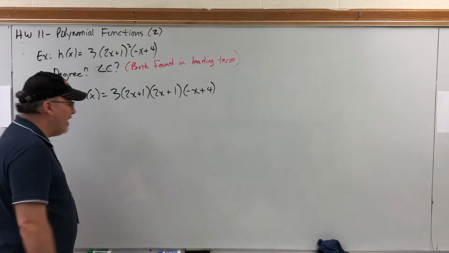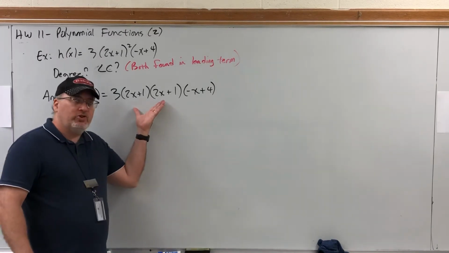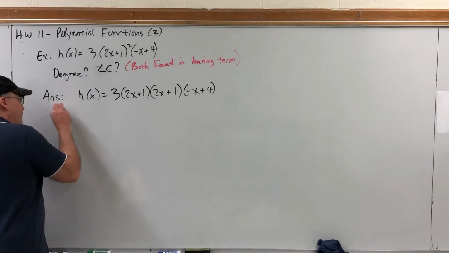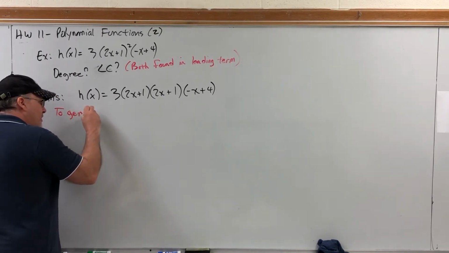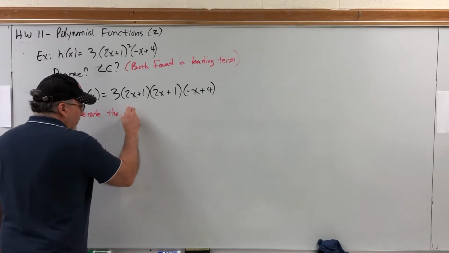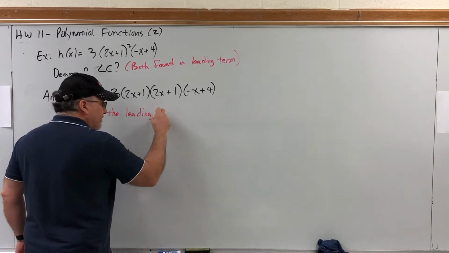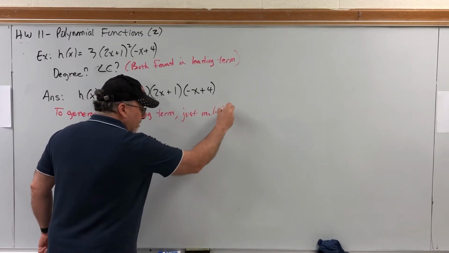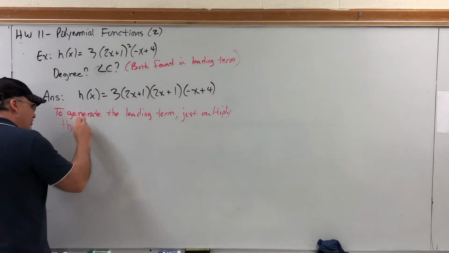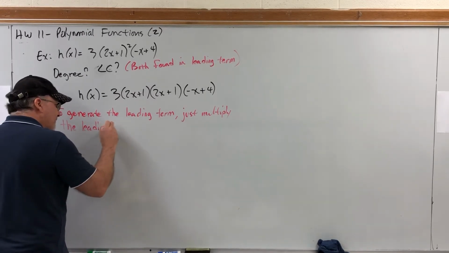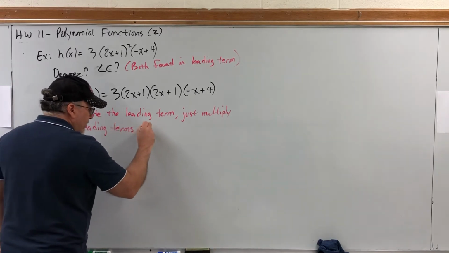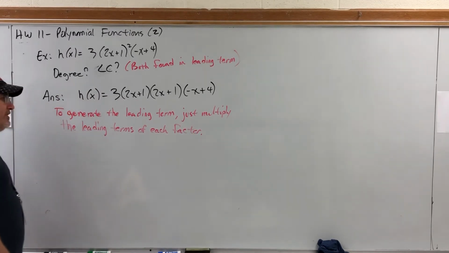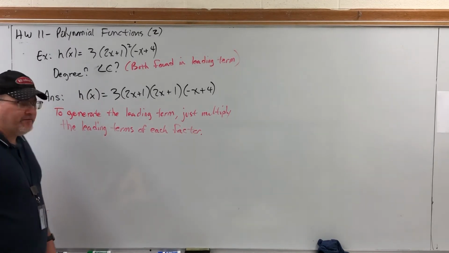If I wanted to know the whole polynomial, yeah, I could FOIL out the first two and then do a lot of distributing, and then don't forget to distribute the 3. But to generate the leading term is really easy. Just multiply the leading terms of each factor.